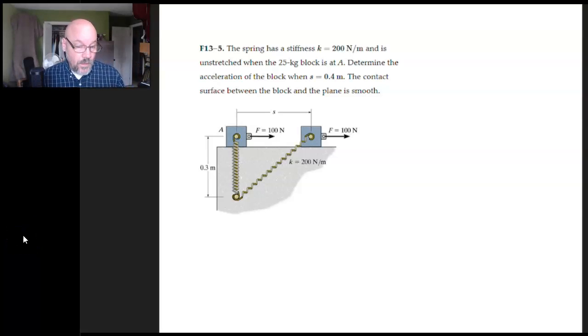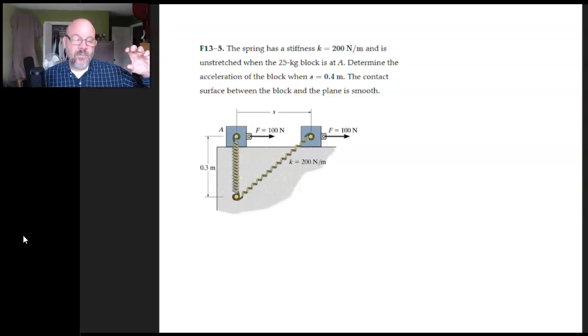Here's another one with the spring. Now this one's a little bit unusual, and in some ways it's simpler, but in another way it's a little trickier. Let's just take a look at what it is we're searching for. There's a spring. You can see it in the picture.